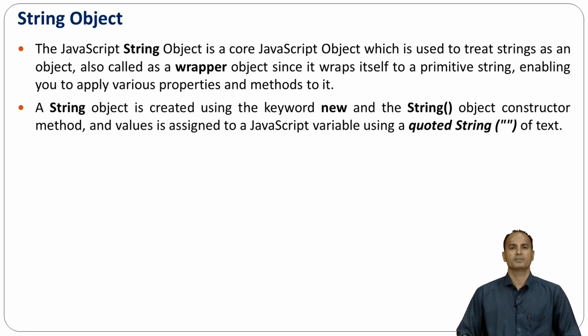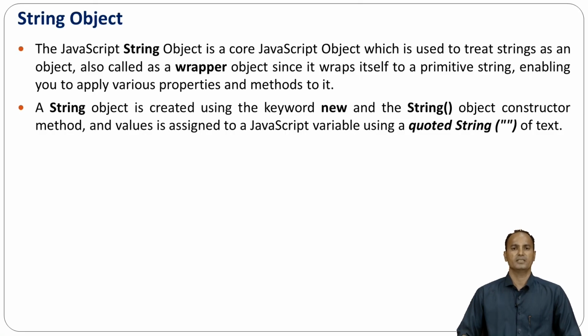The JavaScript string object is a core JavaScript object which is used to treat a string as an object, also called a wrapper object, since it wraps itself around a primitive string, enabling you to apply various properties and methods to it. That means the string object is a core object in JavaScript, and we can create it to manipulate various functionality from the available content.